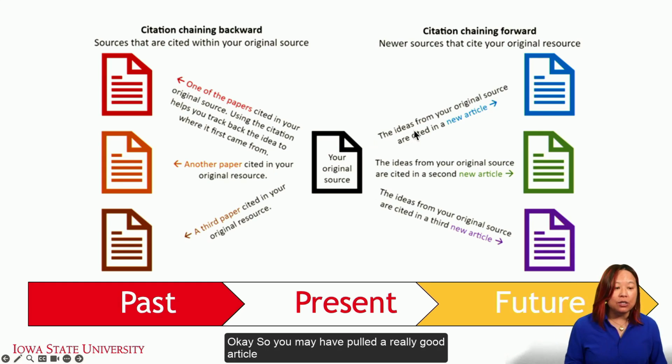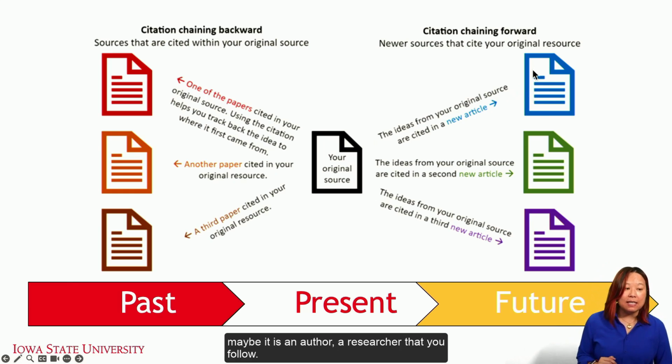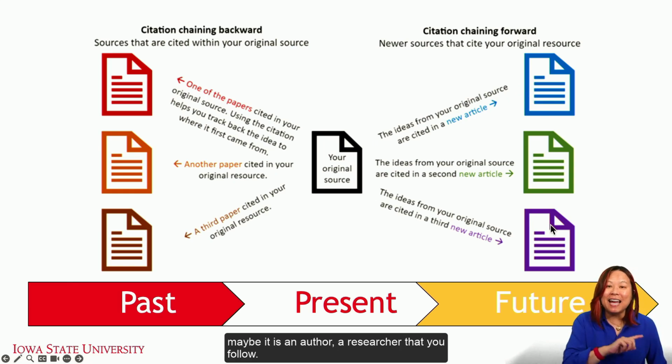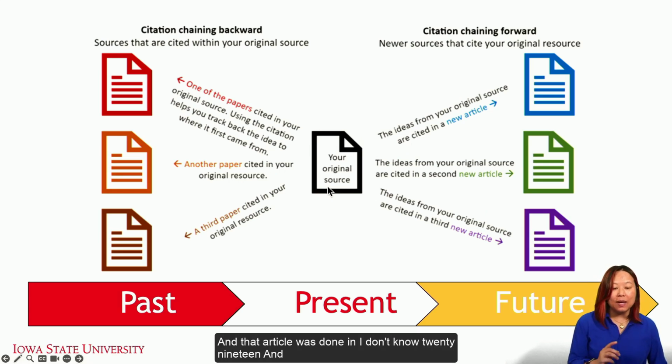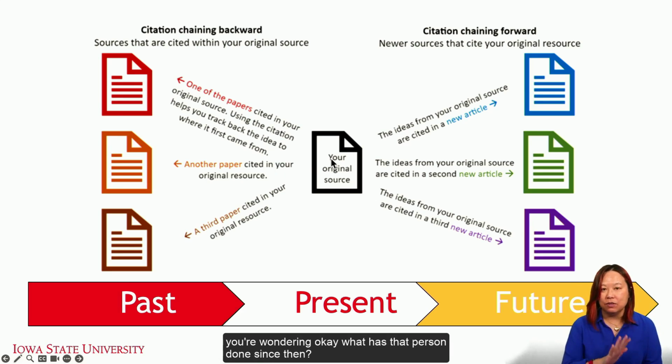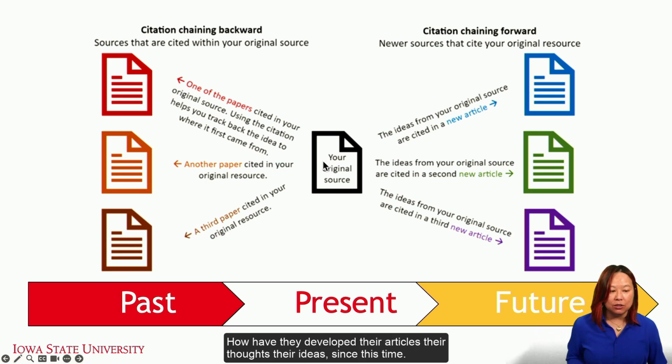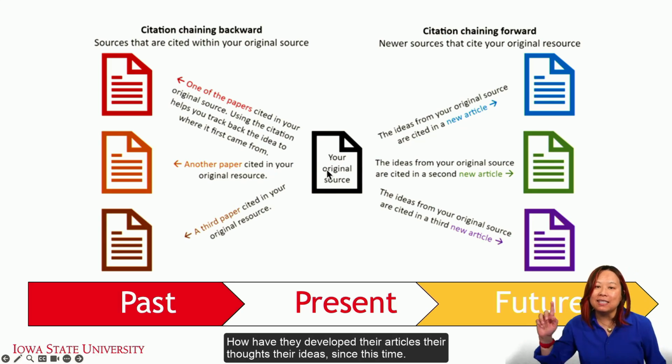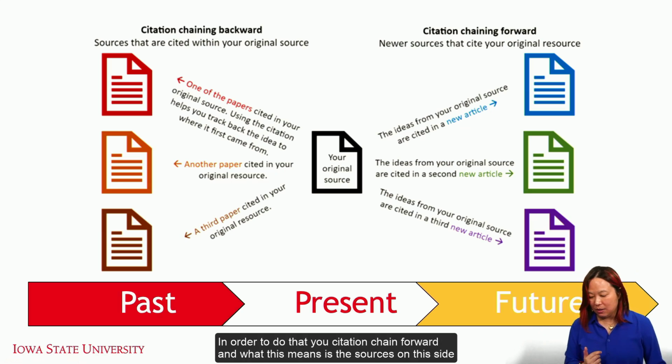In order to do that, you citation chain forward. And what this means is the sources on this side cited the article that you have. That's why I kind of say it's past, present, future relative to the article that is on your desk, in your hand, relative to the book or whatever it is, your original source. When you look at who cited them, you're going forwards. When you're looking at who they cited, you're going backwards, okay?